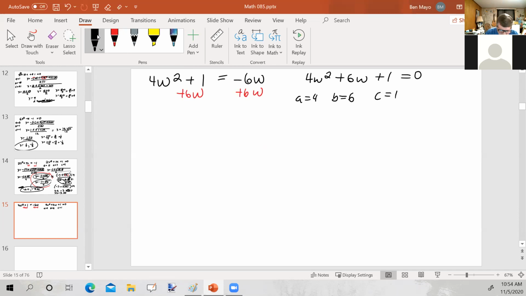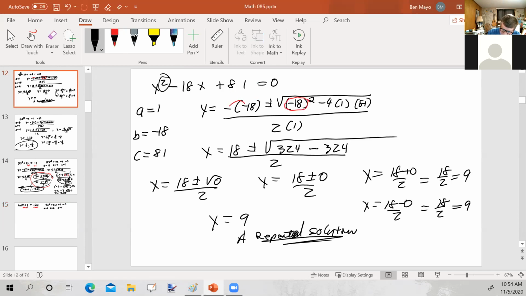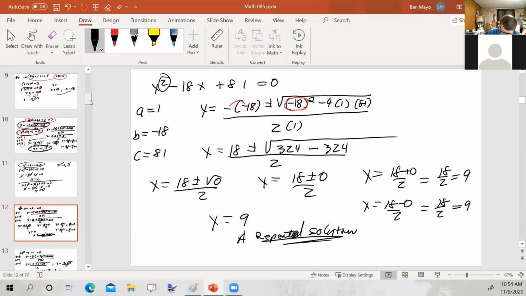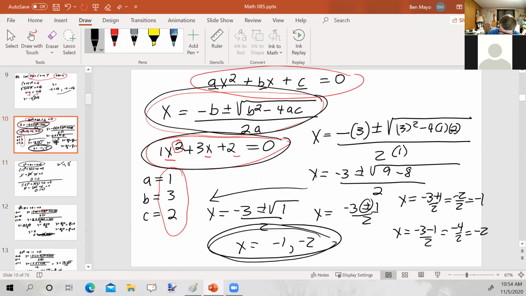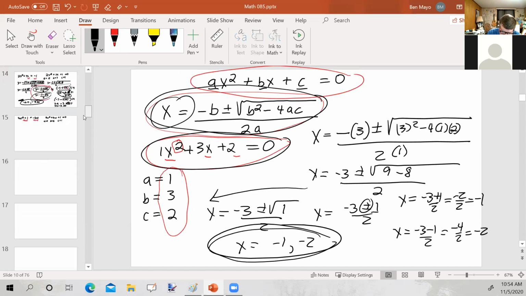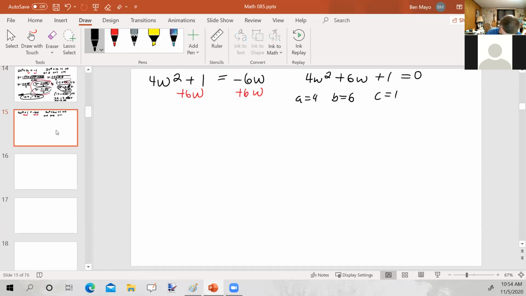Now, when I first introduced the quadratic formula, I said x equals, well, that's because that equation had x in it. So technically here, I would say w equals -b plus or minus the square root of b squared minus 4ac all over 2a.